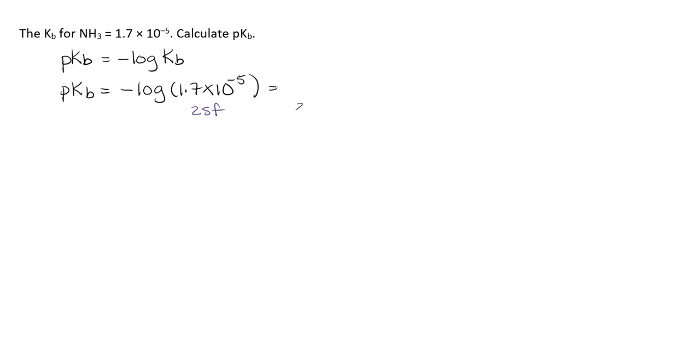Our next example is now relating Kb and pKb. We need to calculate the pKb, so our equation is similar to that for Ka. We have pKb equals negative log of Kb, so we can just plug in the information we're given. So we have negative log of 1.7 times 10 to the negative 5. Our sig figs will go from 2 sig figs to 2 decimal places. And then doing the math, we end up with 4.77 for our pKb.